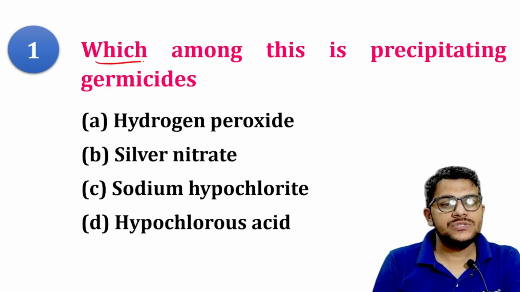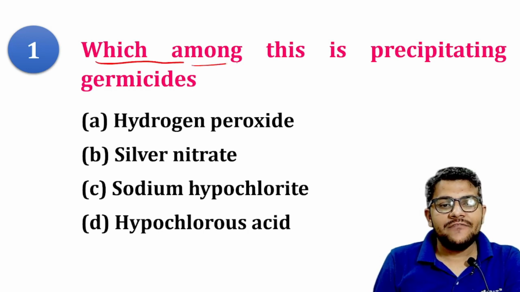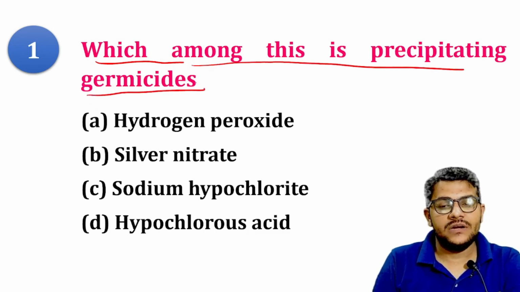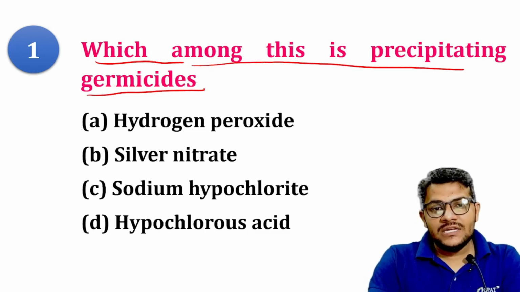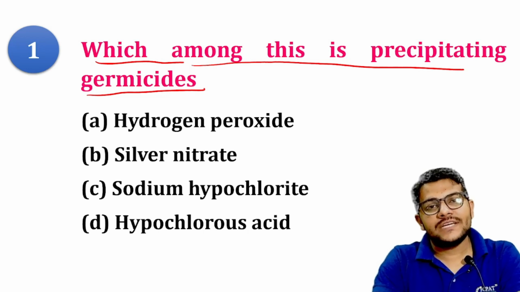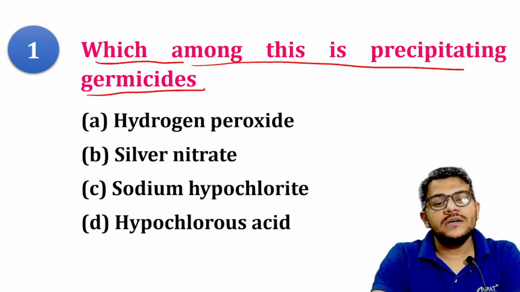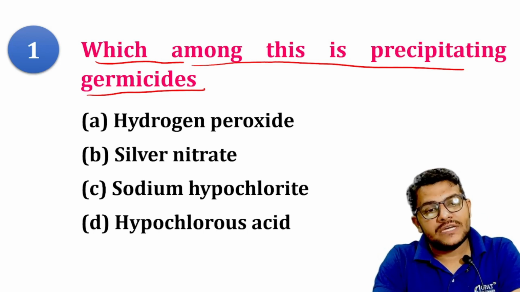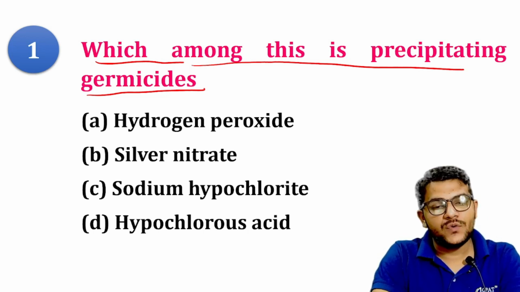So first question for you: which among these is the precipitating germicide? You just have to find which among these options has the germicide property. So student, read the question. Now take 3 to 5 seconds of pause. Think, what is a precipitating germicide? What is the actual meaning of germicide? Then move to the options.